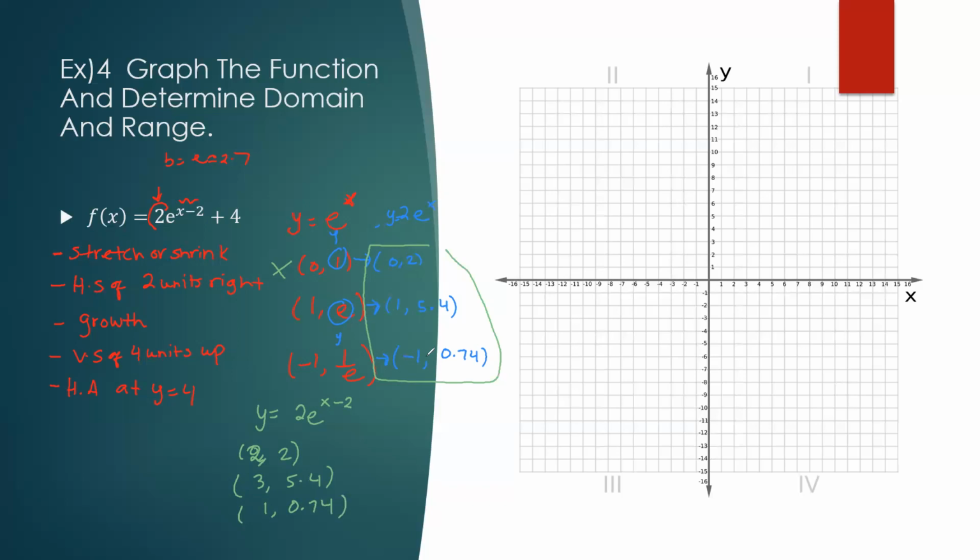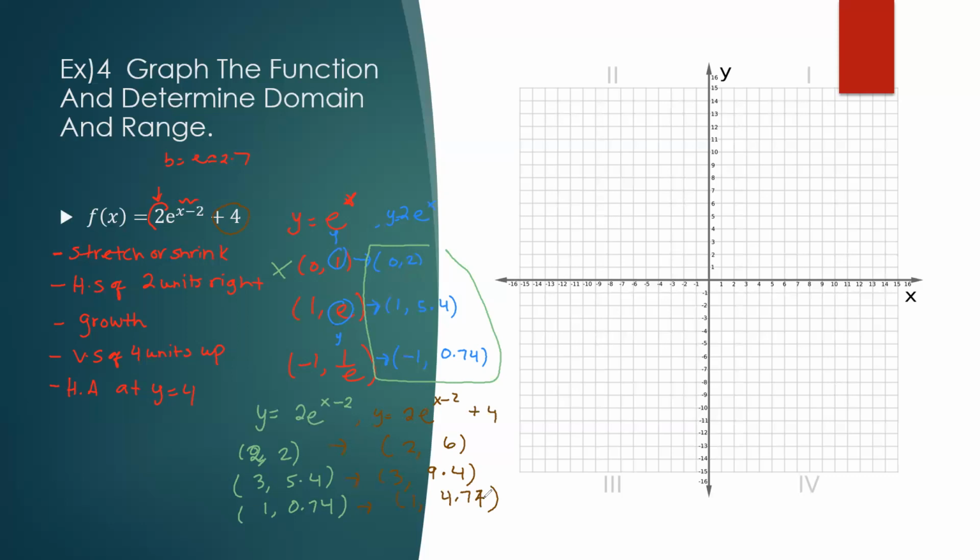Okay. And let's do another color. Let's use this brown. The +4. So the final graph is 2e to the x minus 2 plus 4. This +4 is a vertical shift, and all that means is you add 4 to the y coordinate. So (2, 2) would be (2, 6). (3, 5.4) will be (3, 5.4 plus 4, which is 9.4). And (1, 0.74) will be (1, 4.74).